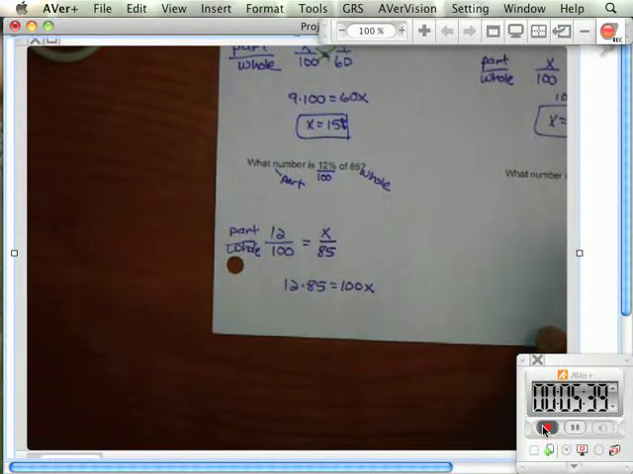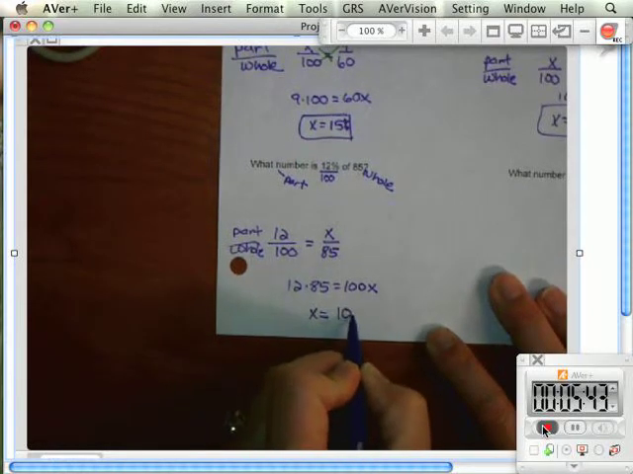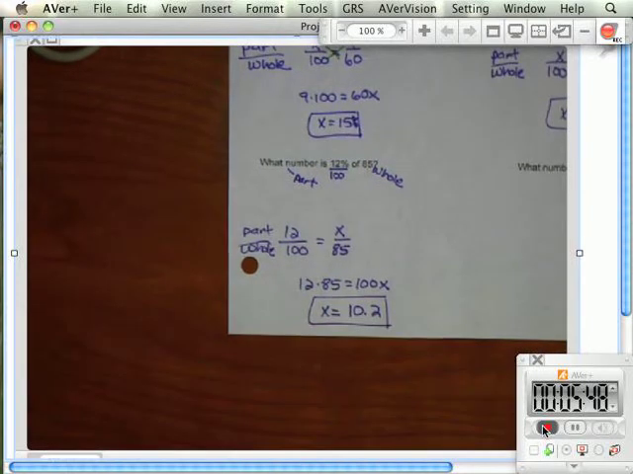Would you round down since it's 10.2? You could just leave it as 10.2. So 10.2 is 12% of 85.